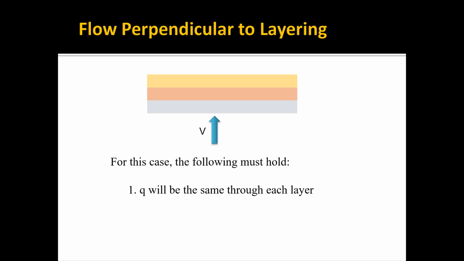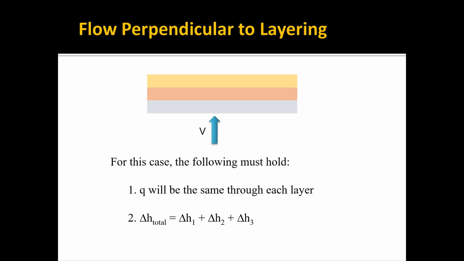When we're flowing parallel to the layering, as I mentioned, most of the water is going to go through the most permeable layer. Now in this case, just because of physics, the water has to go through all three layers, and therefore the flow rate is the same. And since we have different hydraulic conductivities in each layer, the layers with a low hydraulic conductivity, it's going to take more energy to push the water through those layers.